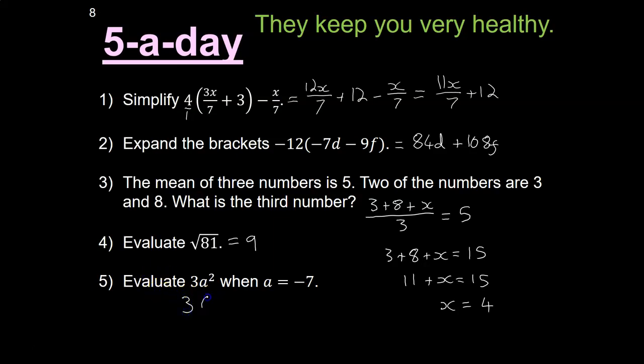Remember, evaluate just means find the value of. So this means 3 times negative 7 squared. We use indices before we do multiplication. So this gives me 3 times 49, since negative 7 squared is 49. And then 3 times 49, well 49 is nearly 50. 3 times 50 is 150, but I need 3 fewer because I've only got 49 threes rather than 50 threes. So that's 147.